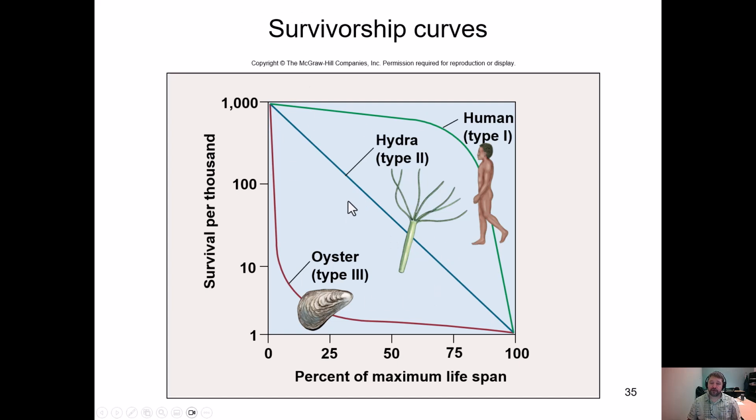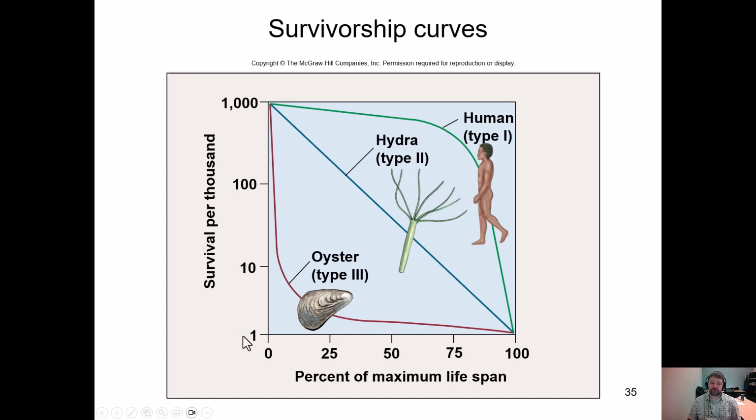Birds have kind of a type 2, so if we put a robin on here, maybe a robin produces 4 eggs. Maybe early on, maybe only 3 of those make it. Okay, and then maybe one dies, okay, at about 25% of their life, and then maybe one dies around 65% of their life, and then one makes it to the maximum life. So lots of birds fit a type 2. They produce a moderate amount of offspring at a given shot, and their mortality rate is fairly consistent.